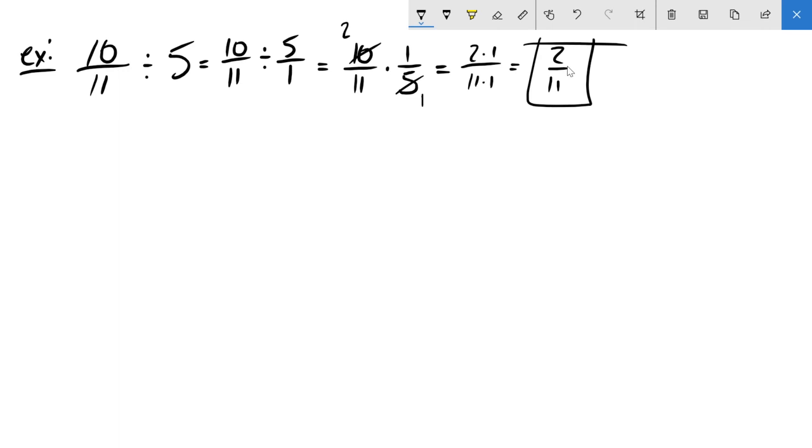Yeah? Questions on that one? You can, yeah. If you multiply straight across, then you would have come up with 10 over 55. But then you'd have to realize that both of those have a 5 in them, and that would take you back to your simplified answer. So if you don't like simplifying ahead of time, it's not required. You can just multiply and then reduce.